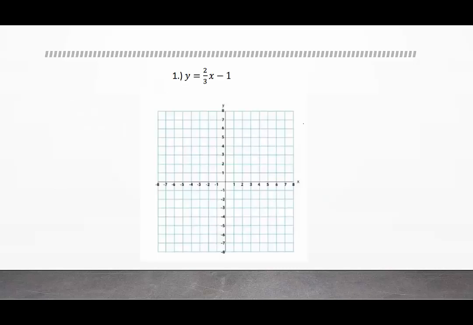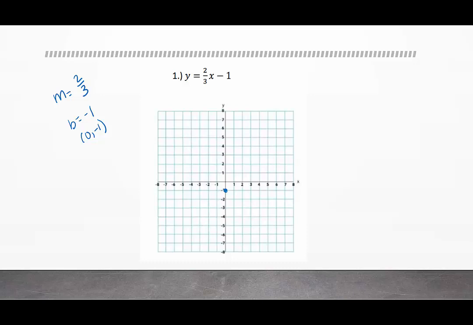In our first example, we have y equals 2/3 x minus 1. So what I see here is that the slope is 2/3. That's the rise over the run. So for every 2 I go up, I go to the right 3. And the y-intercept is -1. So b equaling -1 is the ordered pair (0, -1). I'm going to start with that ordered pair, (0, -1). Remember, it's on the y-axis here.